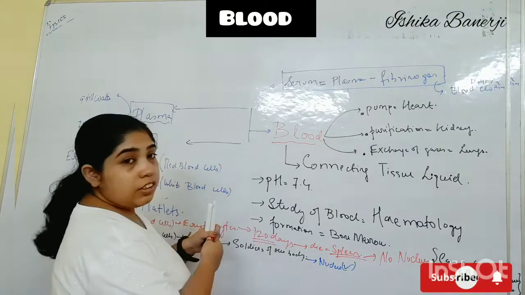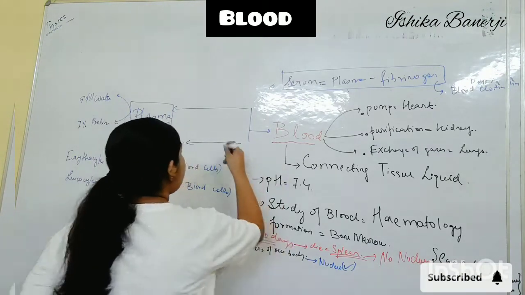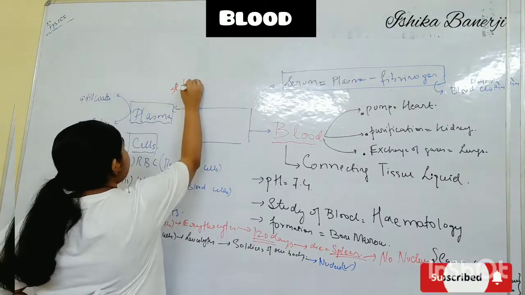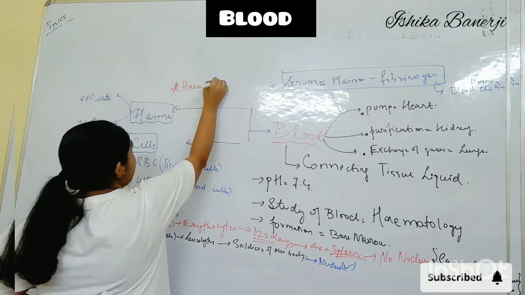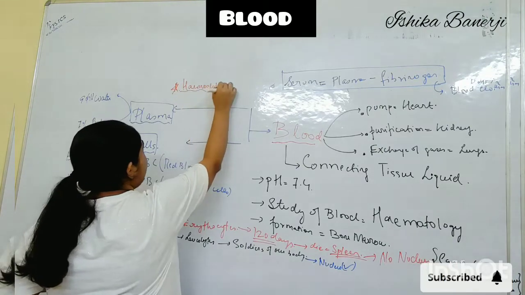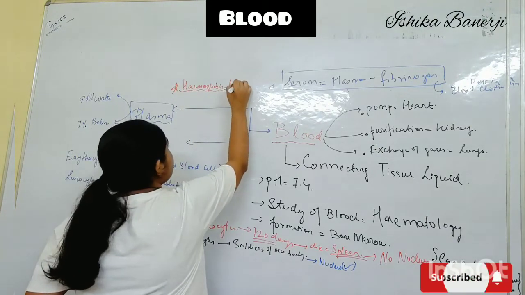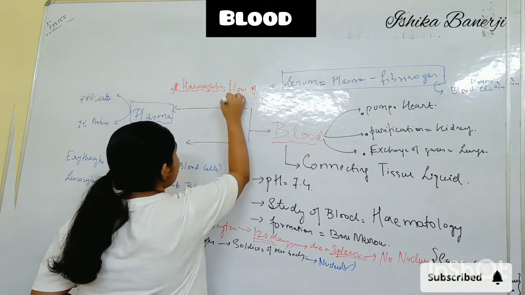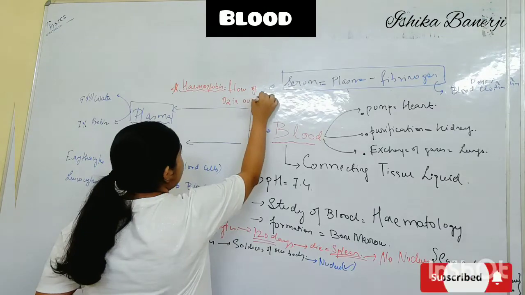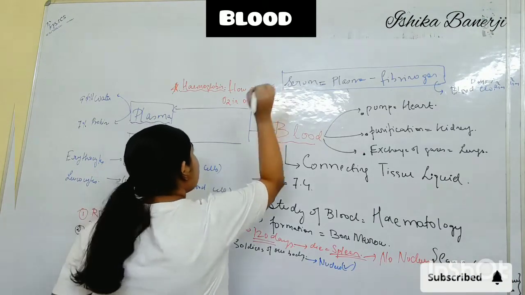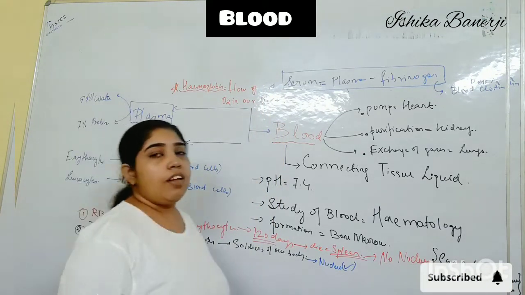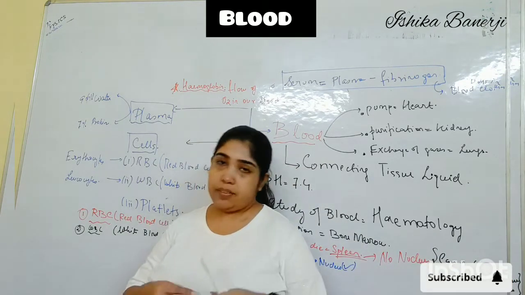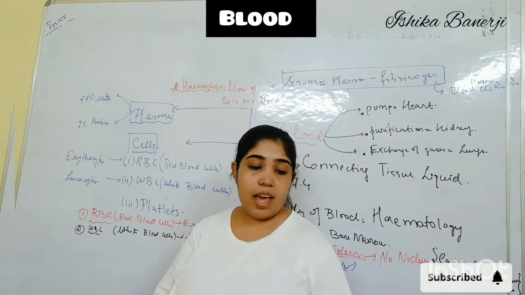These are the important points. See, these things nobody will say. This is important. What is it? Hemoglobin. Okay, so hemoglobin will help the oxygen to flow in our body. Hemoglobin will help to flow the oxygen.